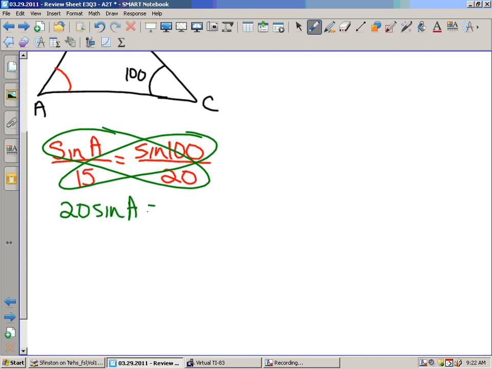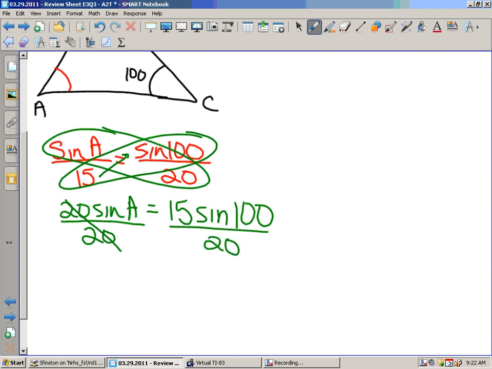20 sine of A equals 15 sine 100. Yeah, what I meant is like, yeah, that would go up over there. Watch. So divide both sides by 20. The sine of A equals 15 sine 100 over 20.